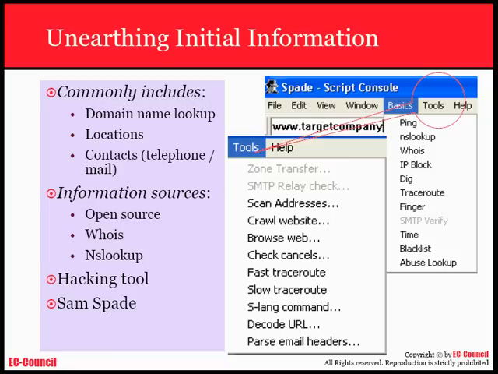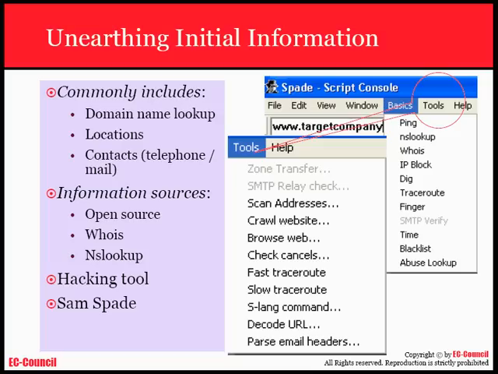So, how do we get some of the early information? Well, commonly we could do something like a domain name lookup. Or we could look at the different locations that a company has. We might even look for different contact information. In other words, what's their telephone number? What area are they located at?